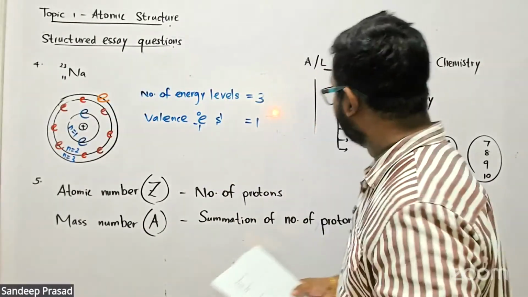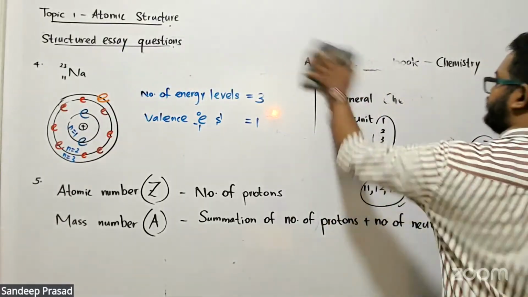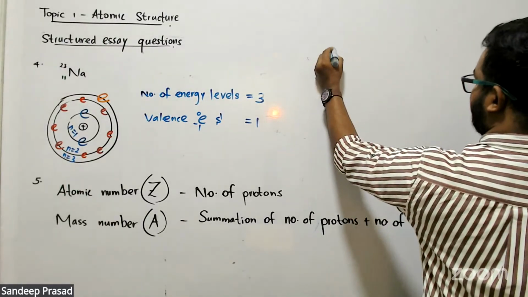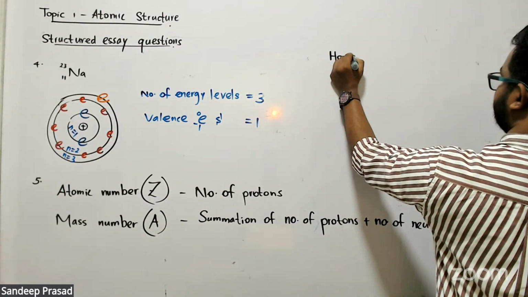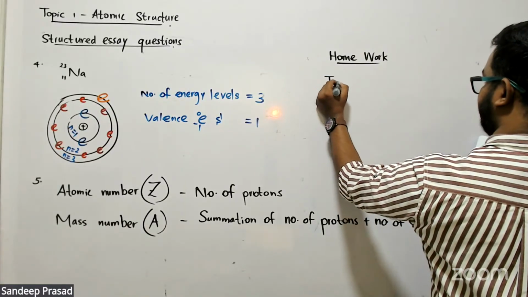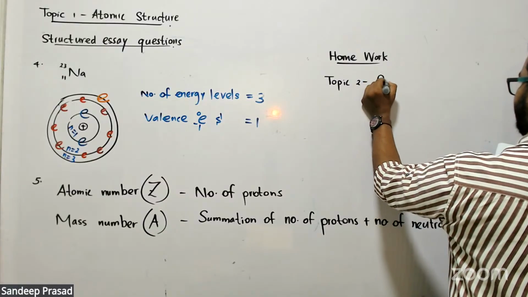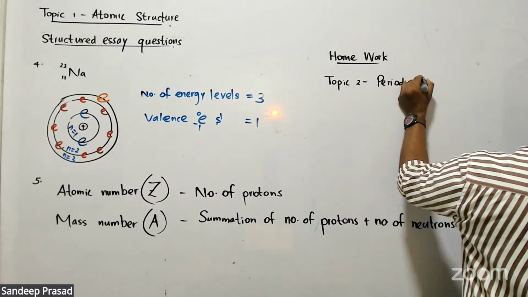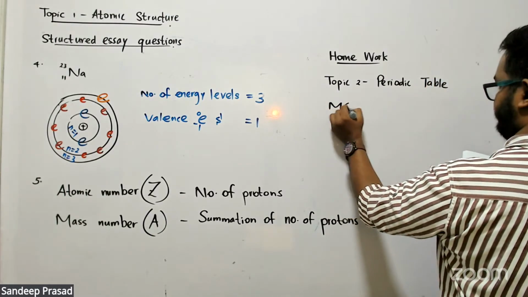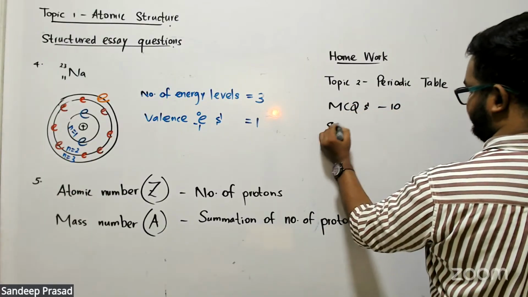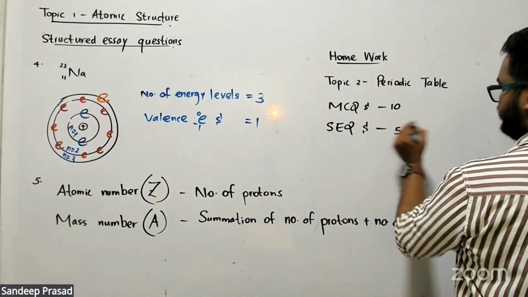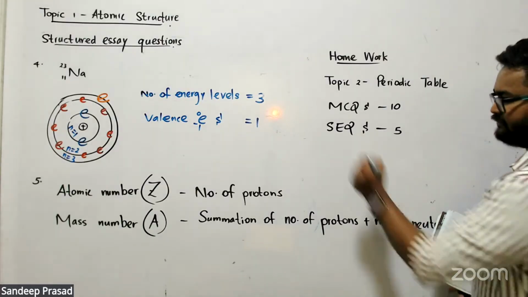But students, you have to do something like this. As a homework, can you do topic number 2? It's very easy. It's not hard. Periodic table questions, and there are 10 multiple choice questions, MCQ questions. There are 10. And structure essay questions are there. I think there are 5 structure essay questions. Yeah, in that topic also. Can you do them before the next week class?